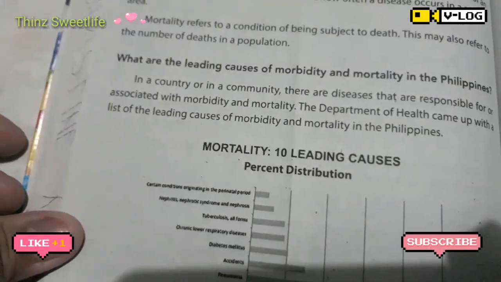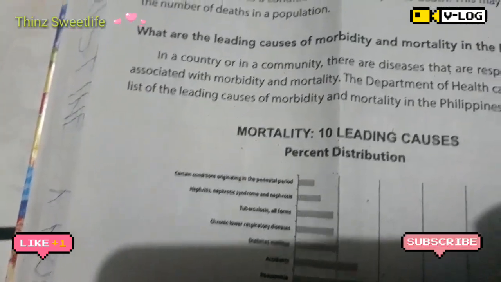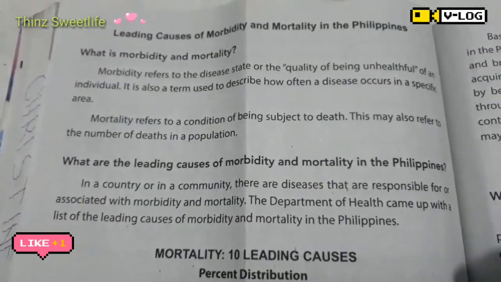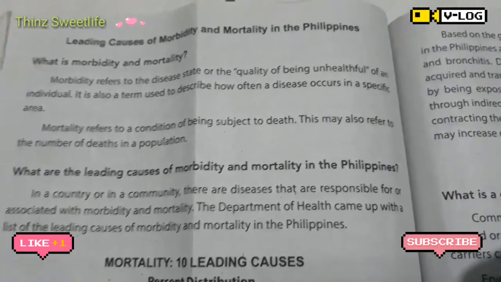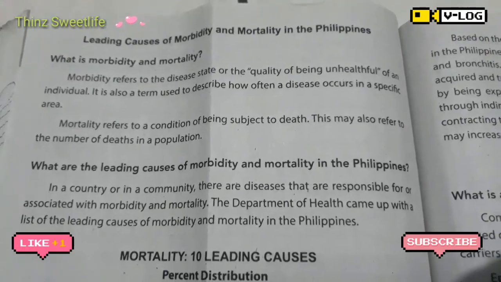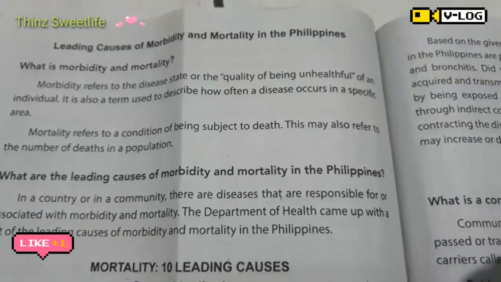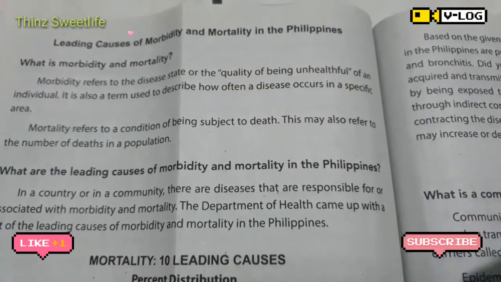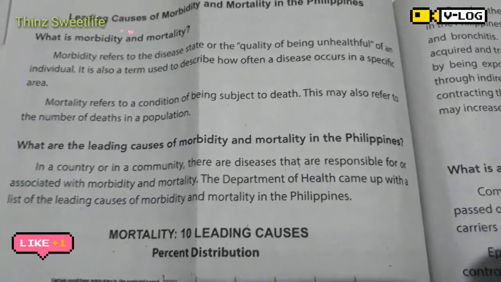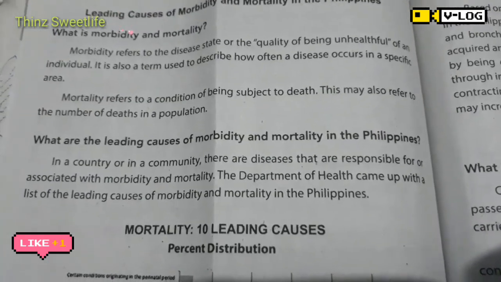Leading causes of morbidity and mortality in the Philippines. What is morbidity and mortality? Morbidity refers to the disease rate, state, or the quality of being unhealthful of an individual. It is also a term used to describe how often a disease occurs in a specific area. Mortality refers to a condition of being subject to death. This may also refer to the number of deaths in a population.